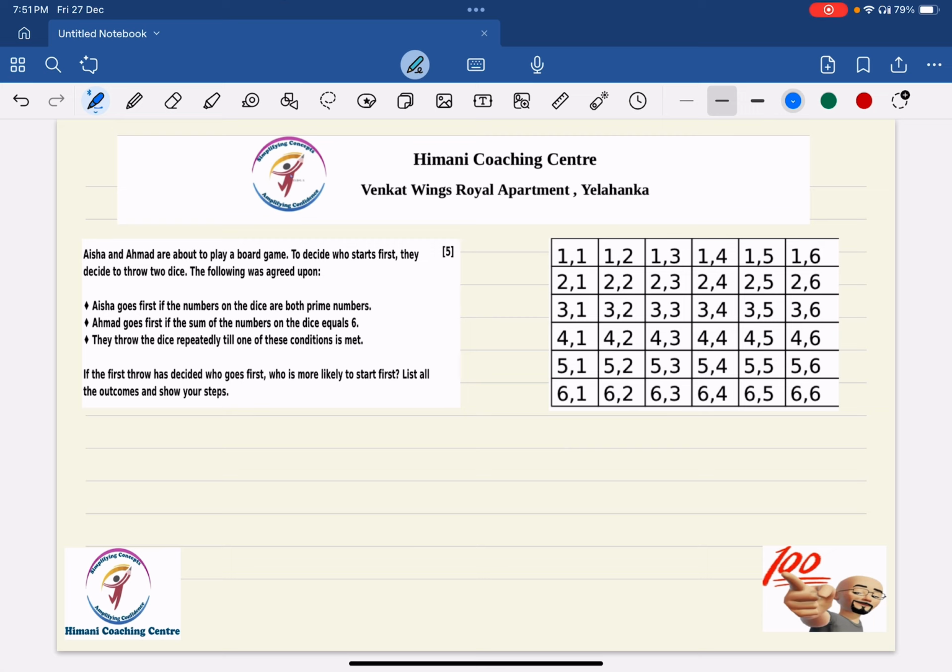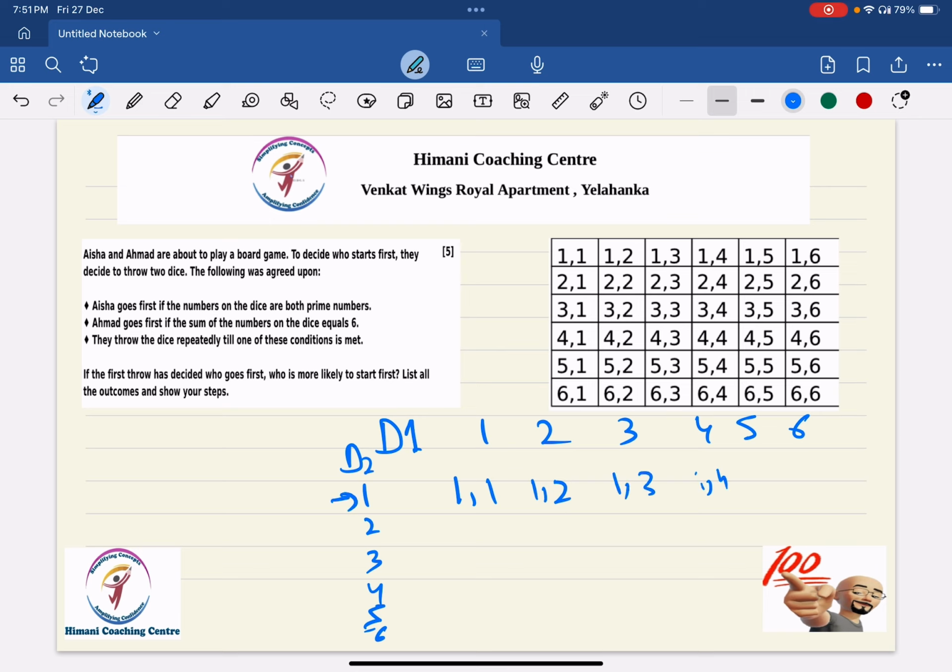List all the outcomes and show your steps. See, when they say list all the outcomes, you will do what? Write dice 1 and write 1, 2, 3, 4, 5, 6 like this. And then write dice 2 and for that 1, 2, 3, 4, 5 and 6. So what are the outcomes? 1, 1, 1, 2. So I am taking this one and doing with this.